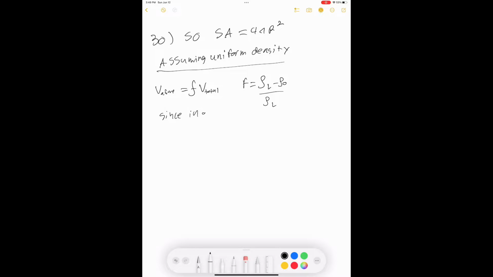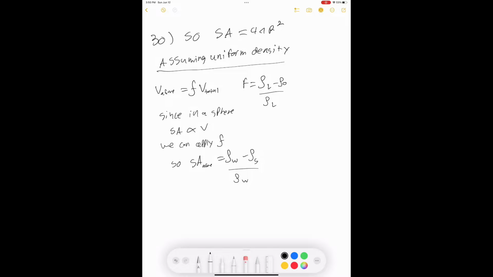but I prefer to do it this way, where I know that the formula for a volume above the water is going to be equal to the fraction times the total volume of the object. So the fraction is equal to the density of the liquid minus the density of the object over the density of the liquid. Since a sphere is perfectly symmetrical, and we're assuming that this sphere has uniform density, we can say that the proportion of the volume above the water is the same as the proportion of the surface area above the water. If you just imagine a sphere, it should make some sense, right? And so if, say, our fraction came out to 1/2, we'd know that half of the surface area was above.